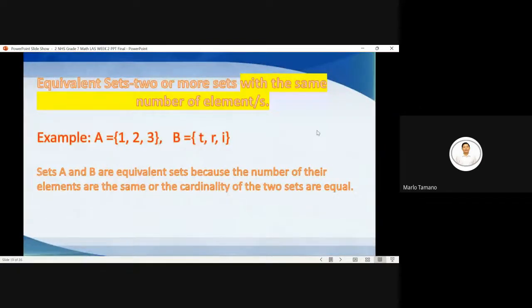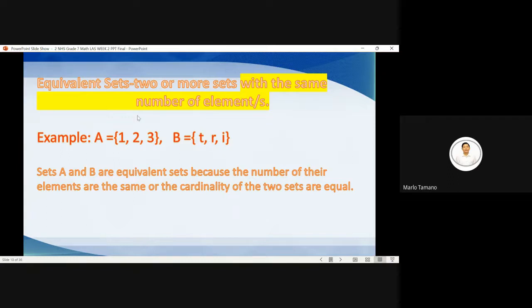The keywords again: with the same number of elements. Take a look. We have set A, which is 1, 2, 3. So these are the elements of set A. Set B has the elements T, R, I. Now, notice that the elements are not alike. Okay? Set A's elements are numbers, while the elements of set B are letters. So they do not have the same elements, but rather, they have the same number of elements.